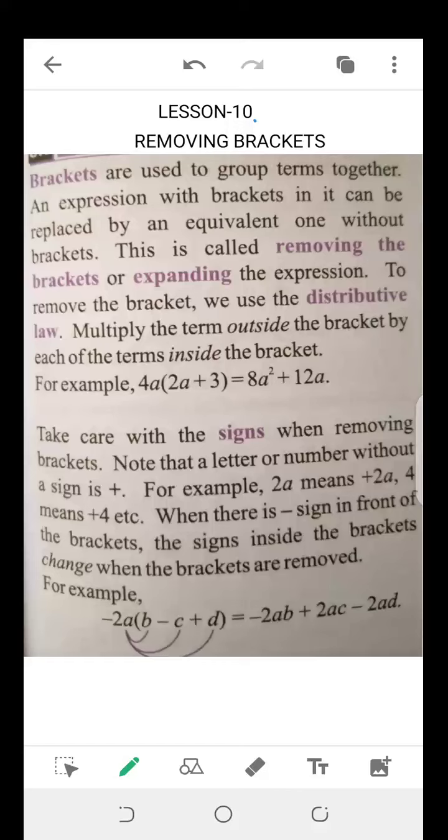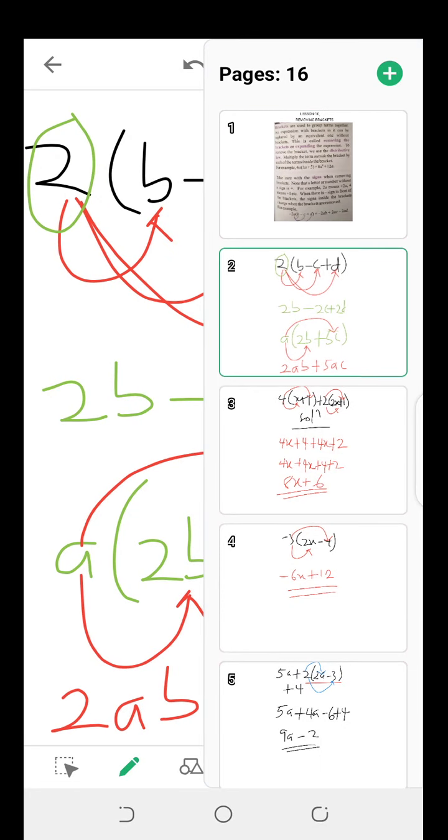becomes very hard. So brackets are just used to group terms together. That's the main reason why brackets are used. And an expression with bracket in it can be replaced by an equivalent one without bracket. This is called removing of brackets or expanding the expression. To remove bracket, we use the distributive law, and I will explain what the distributive law is all about.